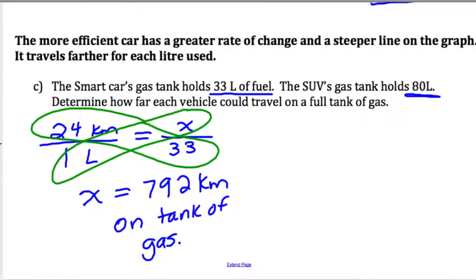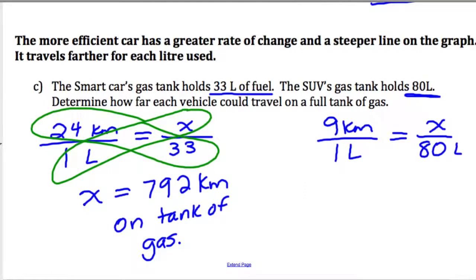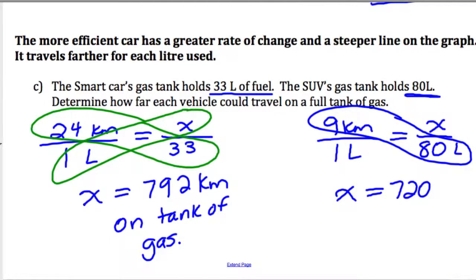Then if we do the same thing for the SUV, remember it was 9. It goes 9 kilometers in 1 liter. But if we fill the gas tank, that's 80 liters. So liters go on the bottom. And if we have an X in the numerator, that means we don't know how many kilometers you could go. So we're just going to cross multiply again. X times 1 is X. 9 times 80 is 720. This should have said kilometers on 1 tank of gas. 720 kilometers on 1 tank of gas.